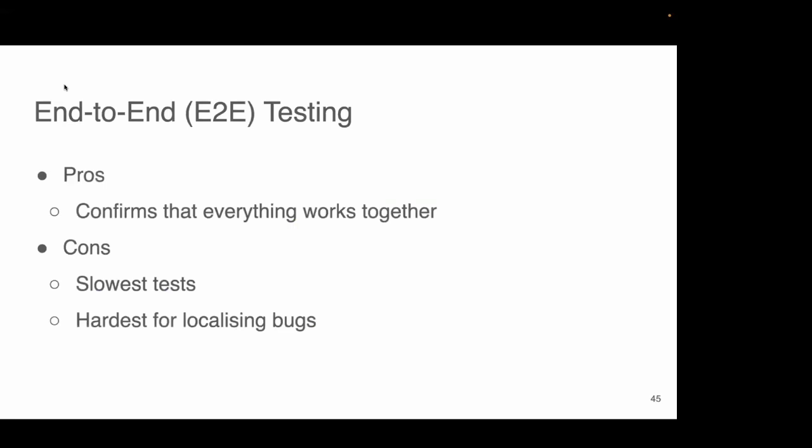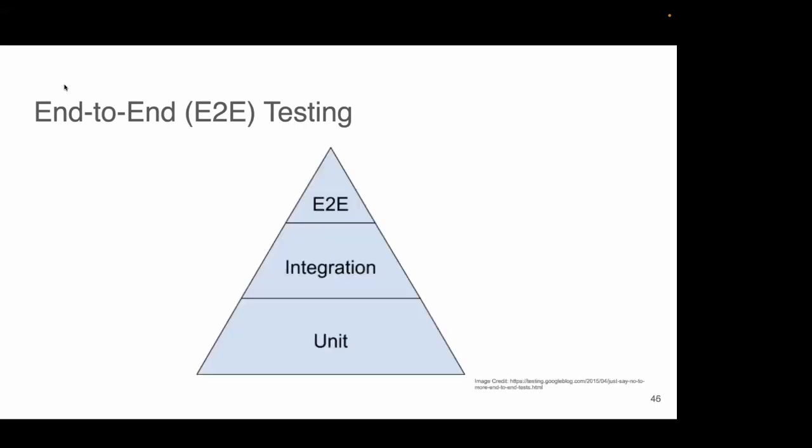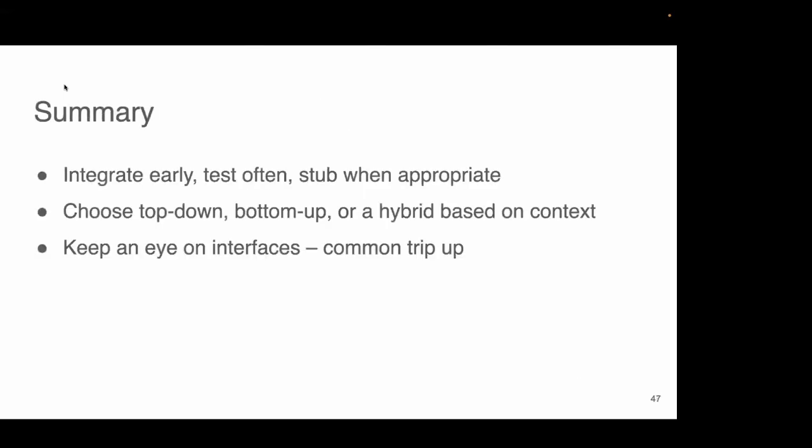The pro of end-to-end testing is that it confirms that everything works together, but it is very slow compared to integration and unit tests, and it's very hard to localize bugs. And typically we have this diagram. There have been other diagrams, but this one is widely accepted: you have a large number of unit tests because they're easier to write. Then you have fewer integration tests, and then even fewer end-to-end tests because they're slower. So as you go up, it gets more expensive to run these tests, and you have fewer of them.